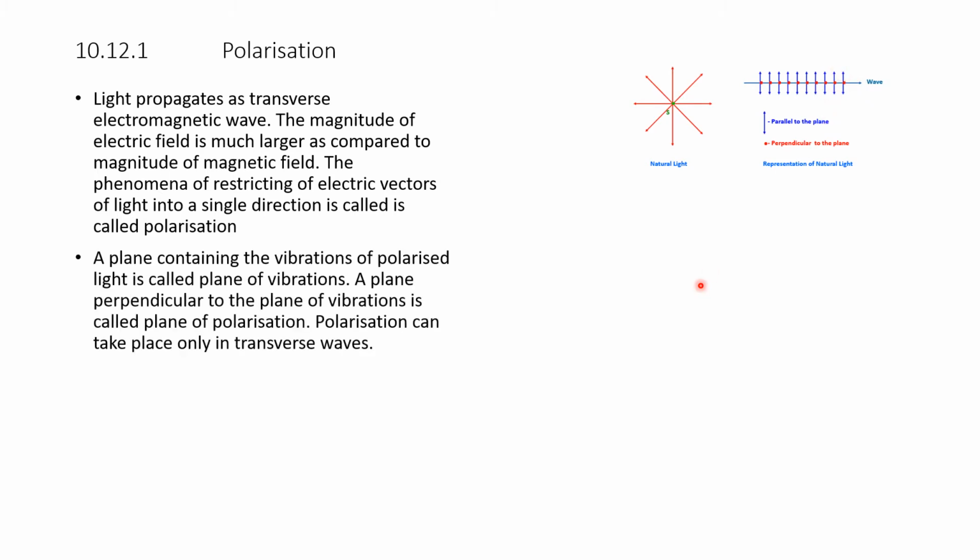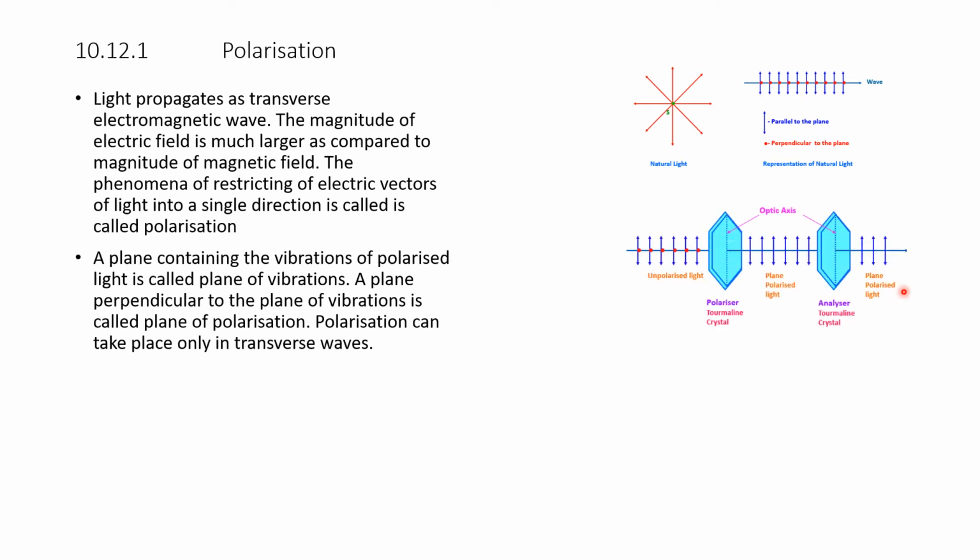A plane containing the vibrations of polarized light is called the plane of vibration. A plane perpendicular to the plane of vibrations is called the plane of polarization. So, there are two planes, one is the plane of vibration and the other is the plane of polarization. Polarization can take place only in transverse waves.